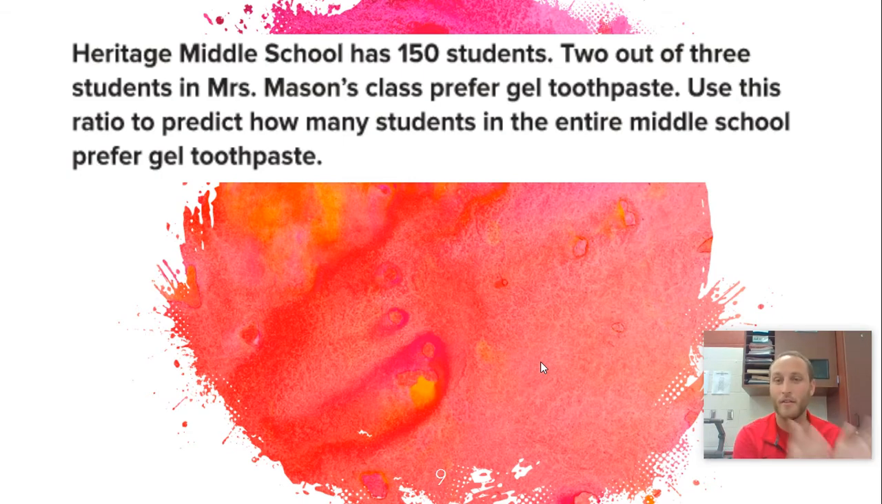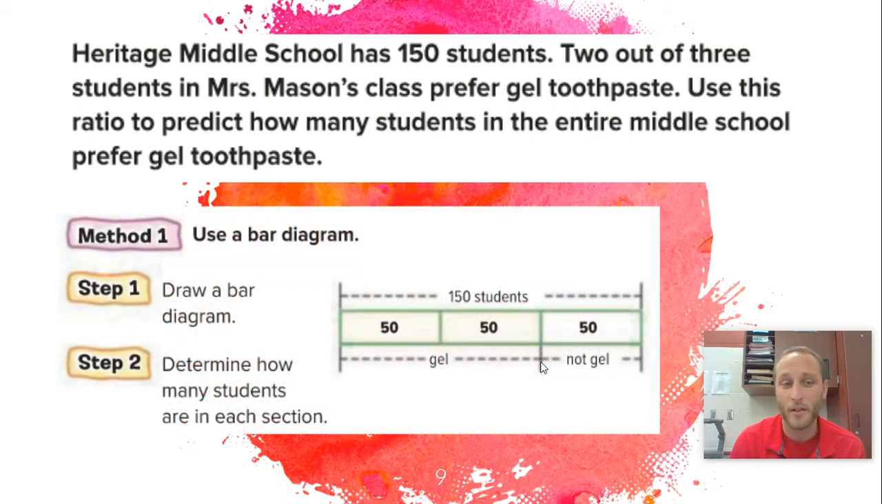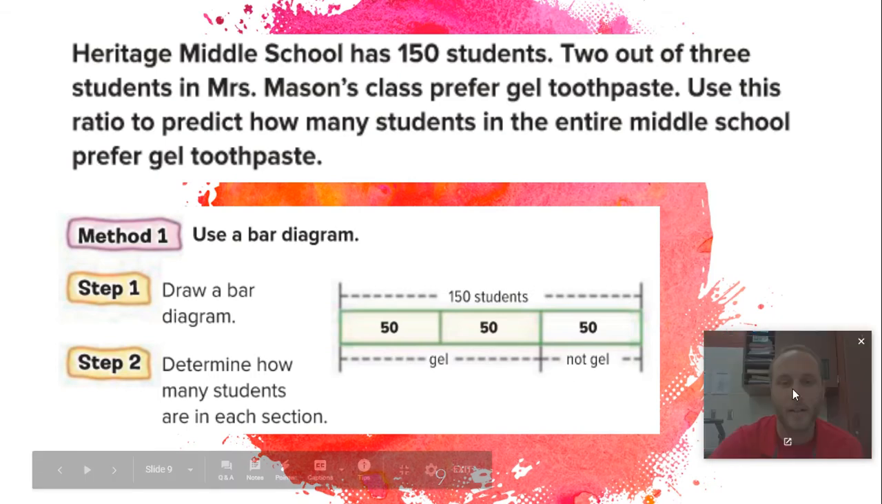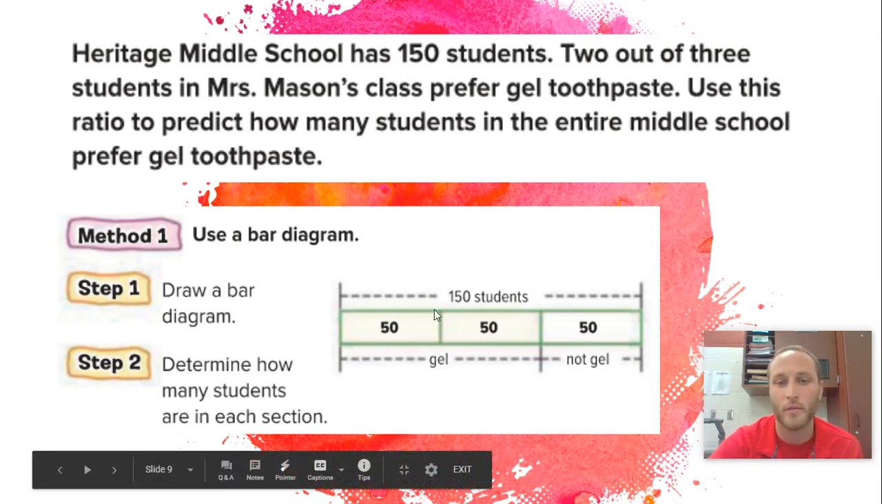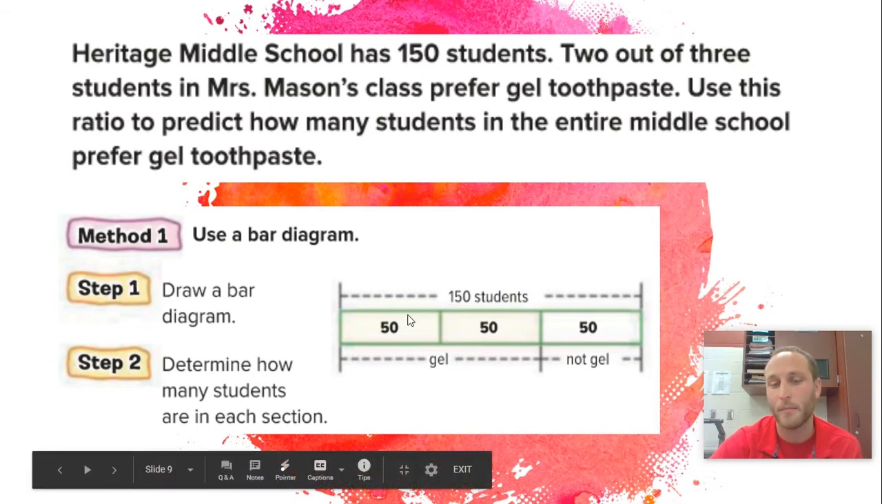So we're going to compare the 2 over 3 to the entire school population here. You can do this a couple different ways. You could actually set up a bar diagram like this method right here. I know that there's 150 students total in the school, but I know that 2 out of 3 prefer gel. So I know that means 50, 50, and 50 is how I can split up into threes. And I can shade in the first 2 50s because that means 2 out of 3 people prefer gel.